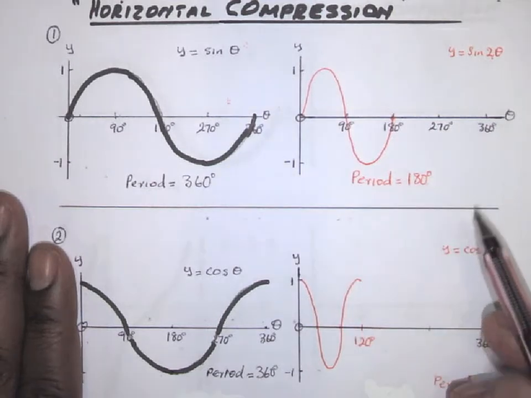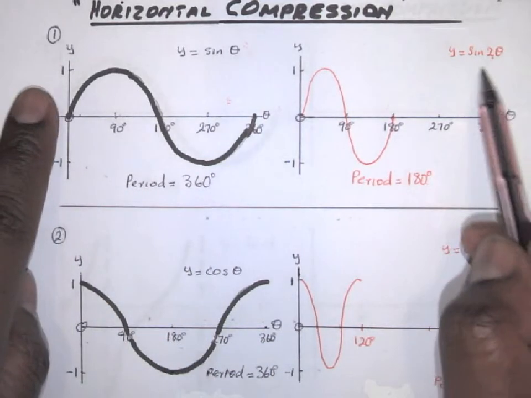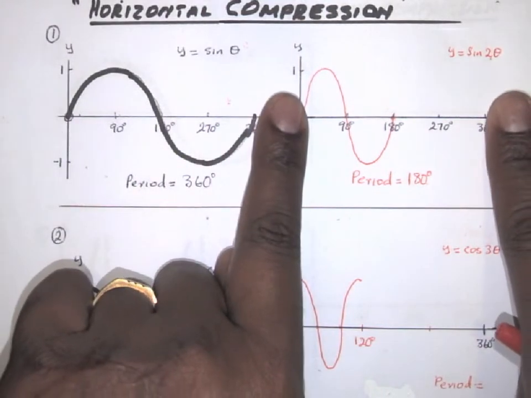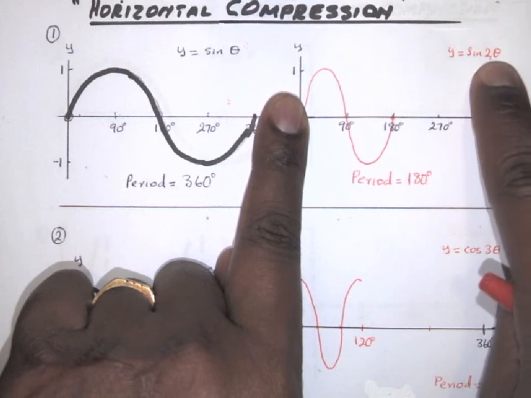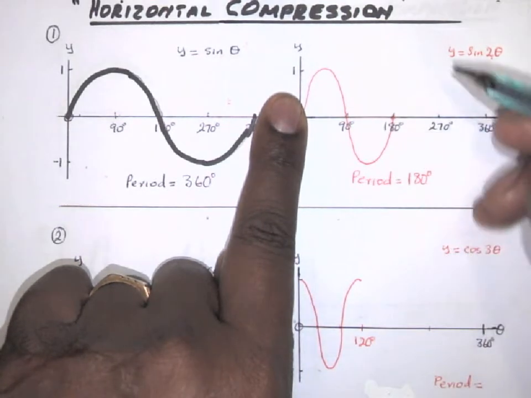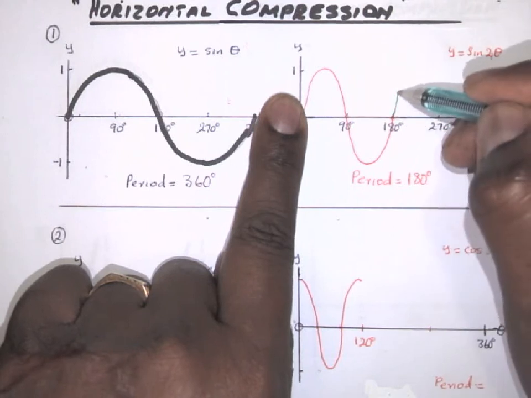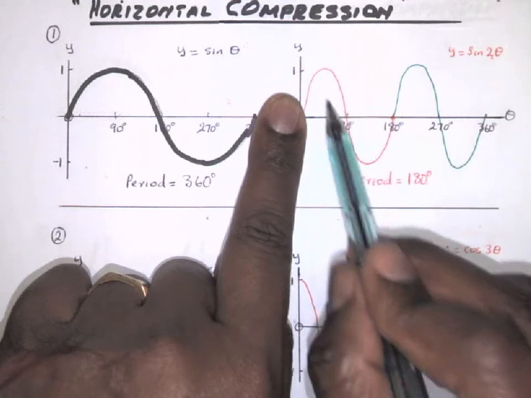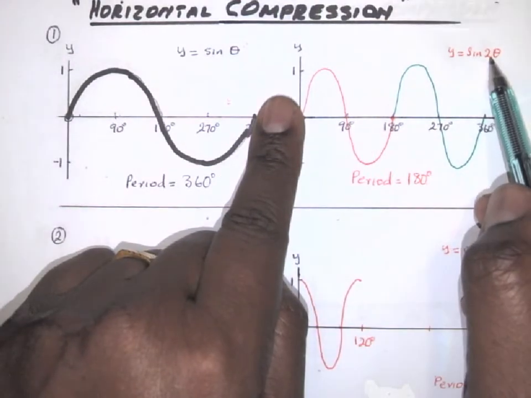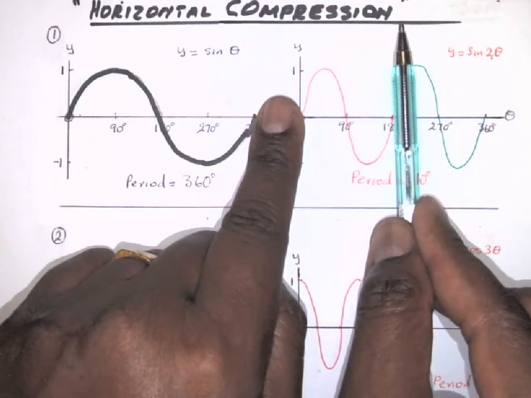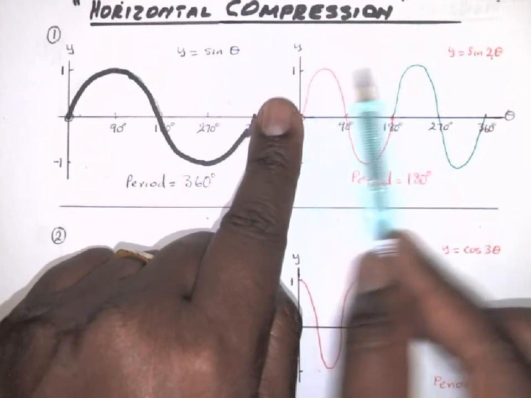One other way of looking at this is if I were to draw the graph y equals sine 2 theta, it means that in the 360 degrees I must be able to fit in 2 sine graphs. So if that is the first one, I can fit another graph here. It's exactly the same as that. So the graph will do this and then do that, and there we go. So in the 360, you can see I've fitted 2 of the sine graphs. But the length, or the period, of one graph is 180 degrees.